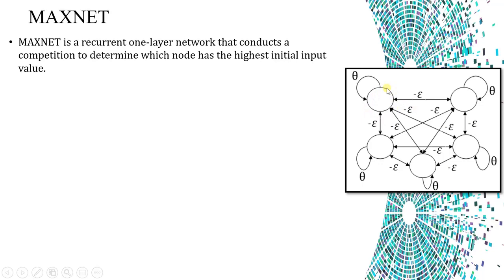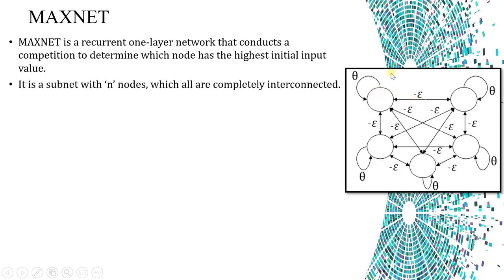And what happens is that this is a sub-network. It is a sub-network with n nodes which are completely interconnected to one another. So if there are 5 nodes, you can see that there will be 5 weights going from one node to all the other nodes. If you consider this particular node, from this node there is a weight going to itself, and there is a weight going to each of the other nodes. So there are weights connecting that node to every other node. So it is a completely connected network.